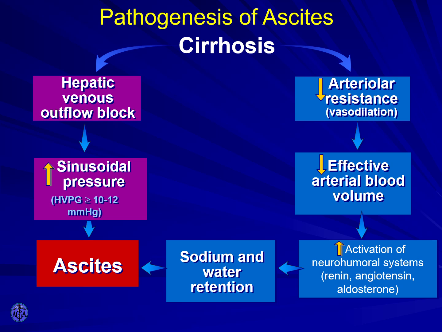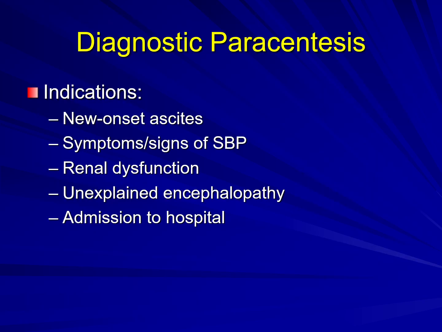Epinephrine, endothelin, angiotensin, renin, leading to massive sodium and water retention at the level of the kidney. All of those factors contribute to ascites formation. In patients with ascites, we need to analyze the ascitic fluid.